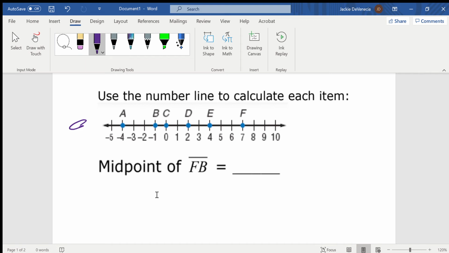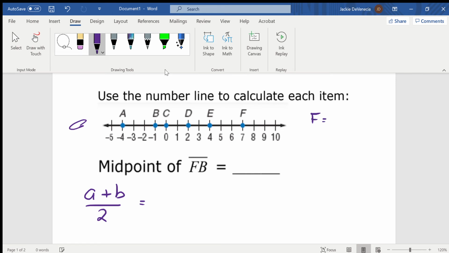Okay, so since we have a number line right over here, the formula that we're going to use is this one. The first value plus the second value divided by 2, right? Now, usually with the midpoints, the first value doesn't have to always be alphabetical order. Notice how F doesn't come before B in the alphabet. It's usually the first letter that shows up. So F is the first letter, so that's going to be my first point.